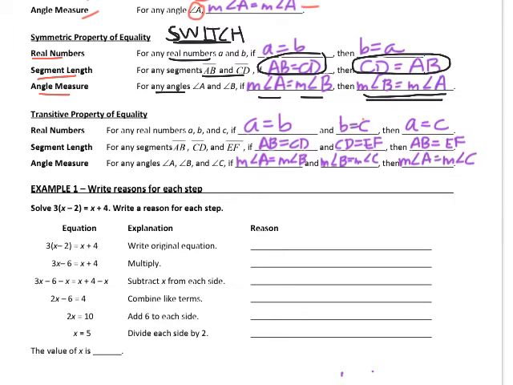Alright, so the transitive property, the last new property that we're going to learn, still applies to numbers, segment lengths, and angle measures.